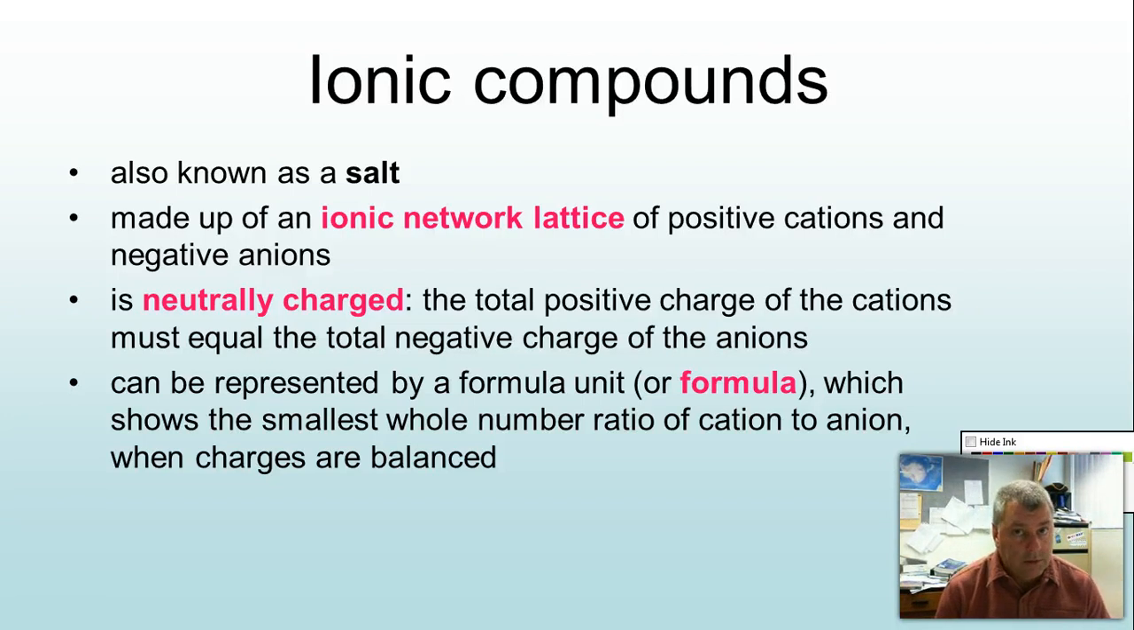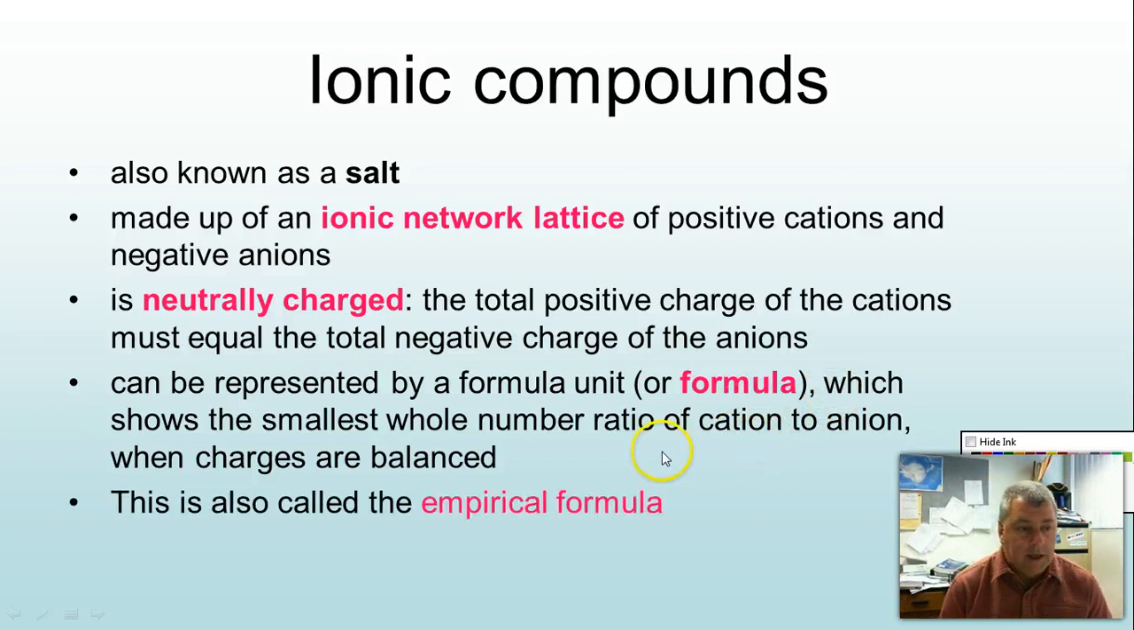It's not a molecule. When we deal with covalent compounds, you'll recognize, or hopefully you'll recognize, that when we give a formula for an ionic compound, it's not a molecule, it's the lowest or the smallest whole number ratio of the cation to anions. They also can have an empirical formula, which is the same as the formula in our case.